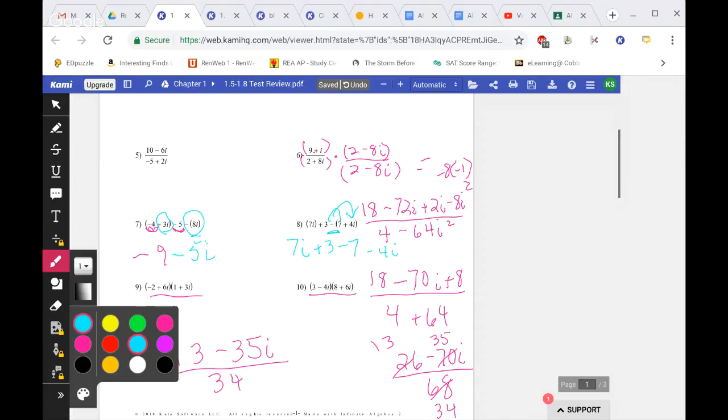Okay? So now I've got 7i minus 4i, which is going to give me 3i, but I have 3 minus 7, which is going to be -4, and then this is a positive. So I've got -4 plus 3i. Does that make sense? Yes, that does. Okay. And that's all there is to number 7 and 8.